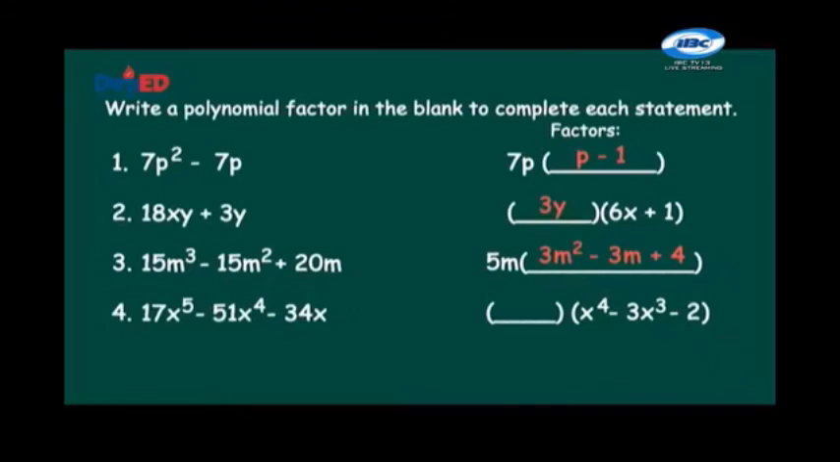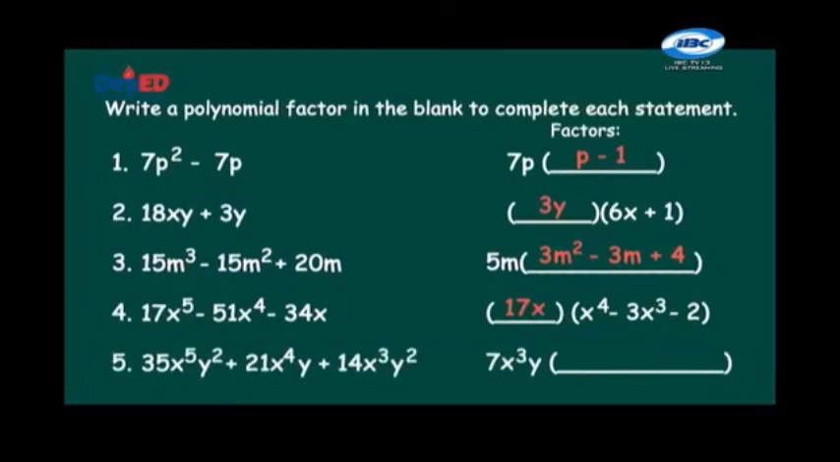The greatest common monomial factor is 17x. Number 5. What is the factor of the polynomial 35x raised to 5 y squared plus 21x raised to 4 y plus 14x cubed y squared if the greatest common factor is equal to 7x cubed y? The answer is 5x squared y plus 3x plus 2y.